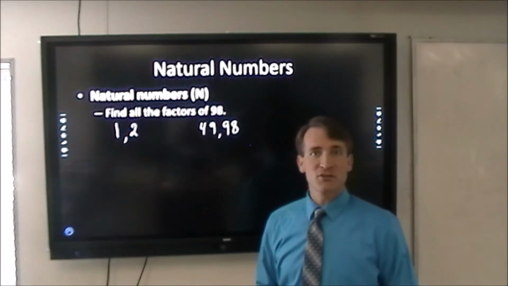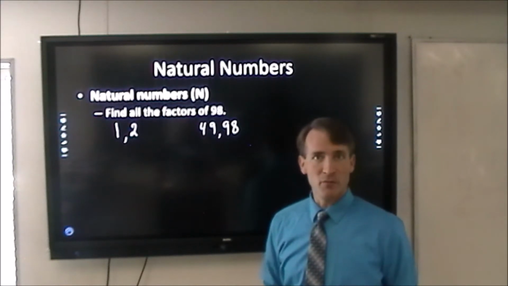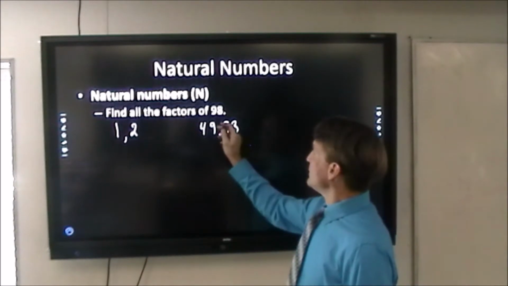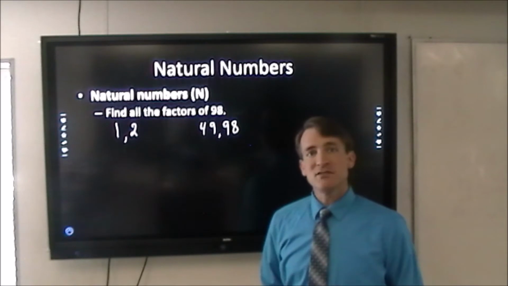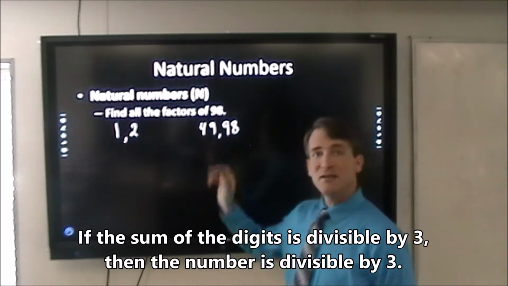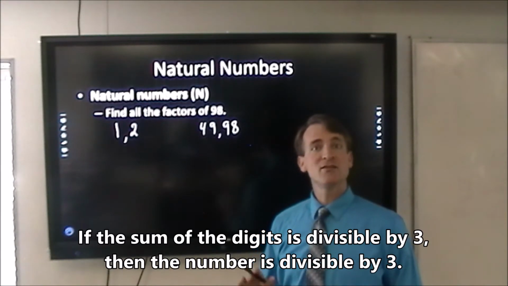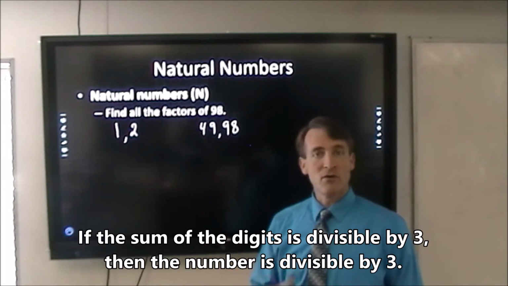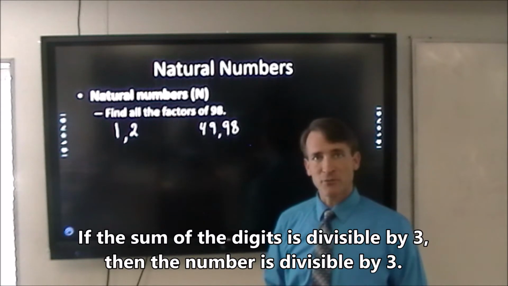Now there are some tricks to figuring out if you can divide certain numbers by other numbers. So for instance, the number 3: 9 plus 8 is 17. If I divide 17 by 3, it doesn't come out evenly. Therefore, 98 is also not divisible by 3. So if you take the digits and add them all together, and the sum of those digits is divisible by 3, then the number itself is divisible by 3.